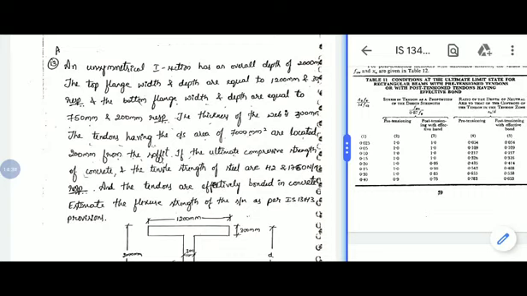So again here it is an I section, so a flanged section, and it is effectively bonded in concrete, which means a bonded flanged section.